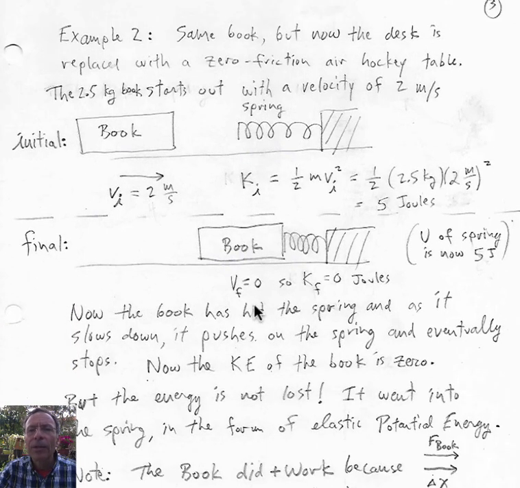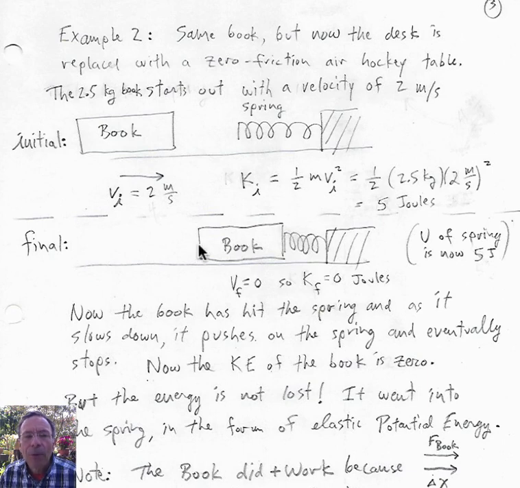Okay, now continuing, we have a slightly different example. Instead of having friction, we're going to have a spring. So here's this book, and it's starting out with some kinetic energy. It's got a velocity, moving at 2 meters per second. The book has a mass of 2.5 kilograms. Its kinetic energy is 1/2 mv squared. Plugging in numbers, 1/2, 2.5 kilograms for the mass, 2 meters per second, don't forget to square it. Doing the math, we find it's got 5 joules of kinetic energy, or mechanical energy.